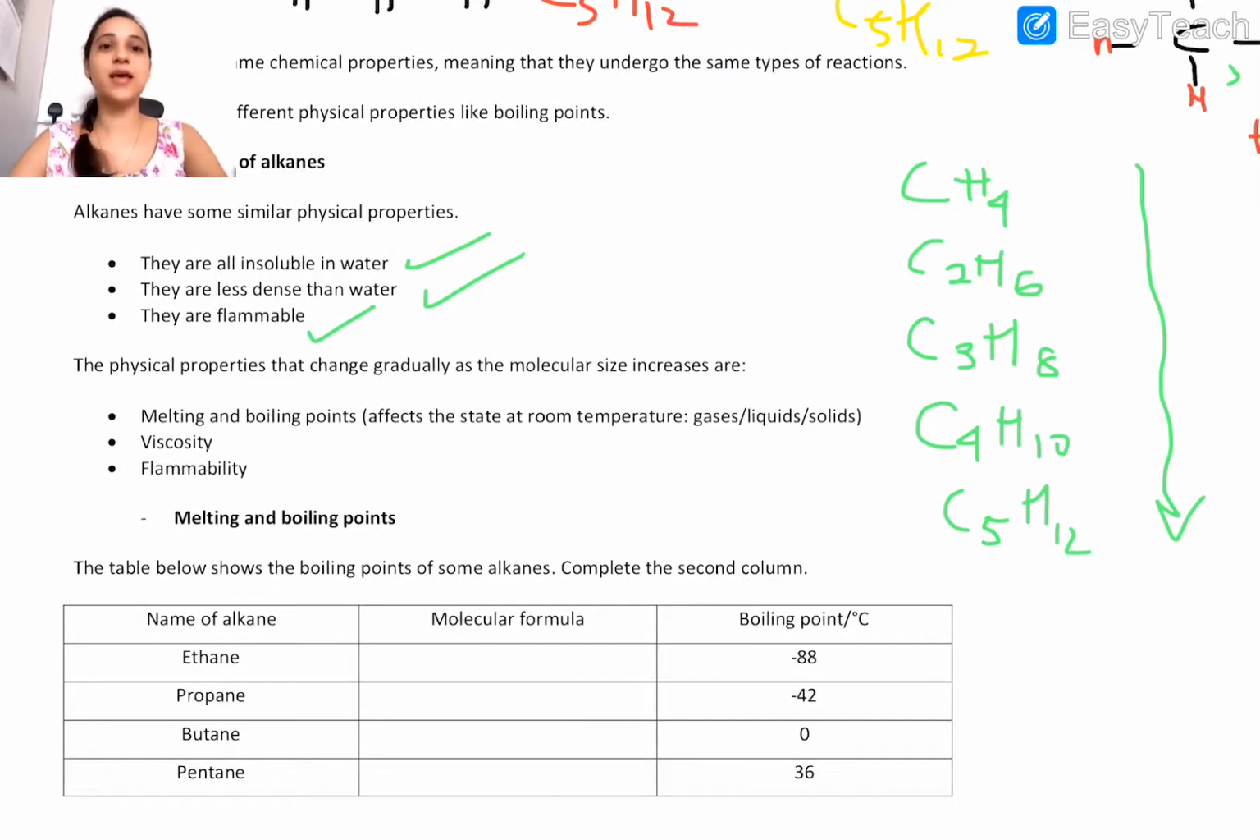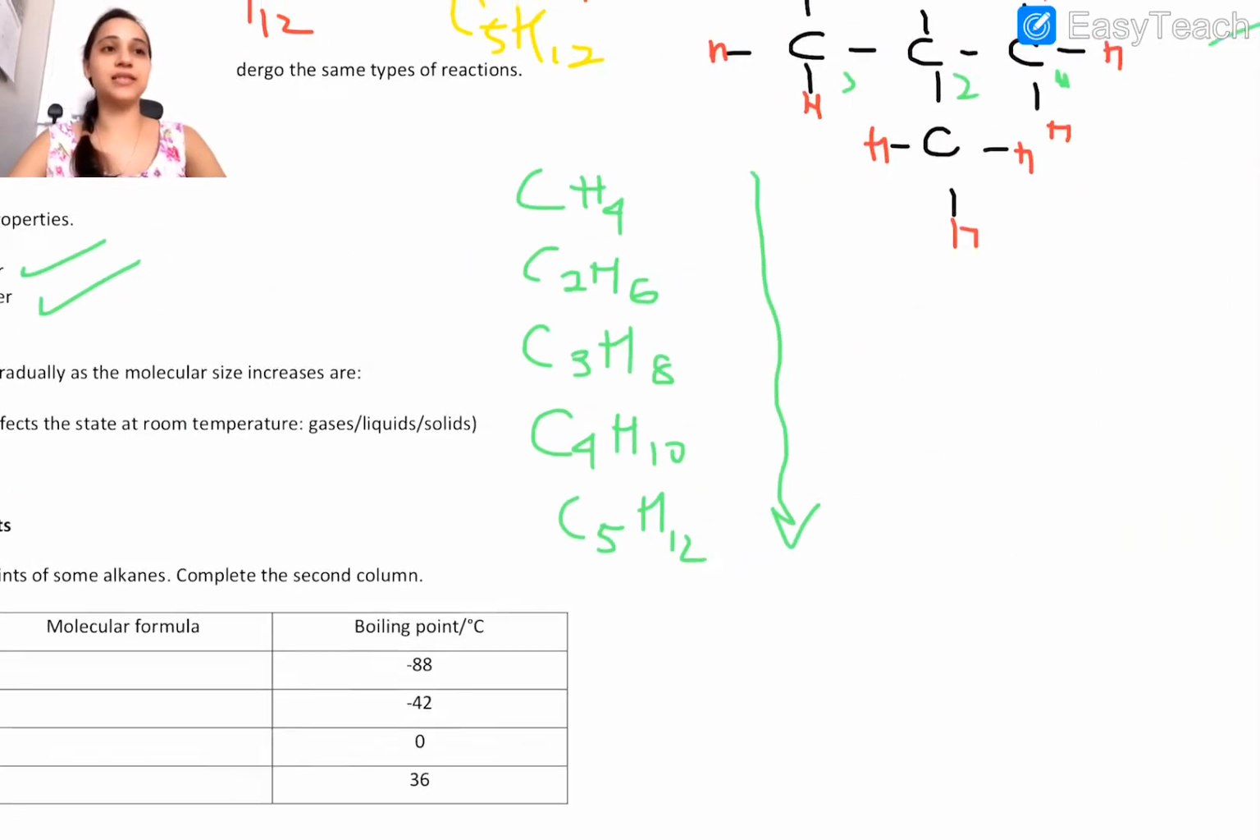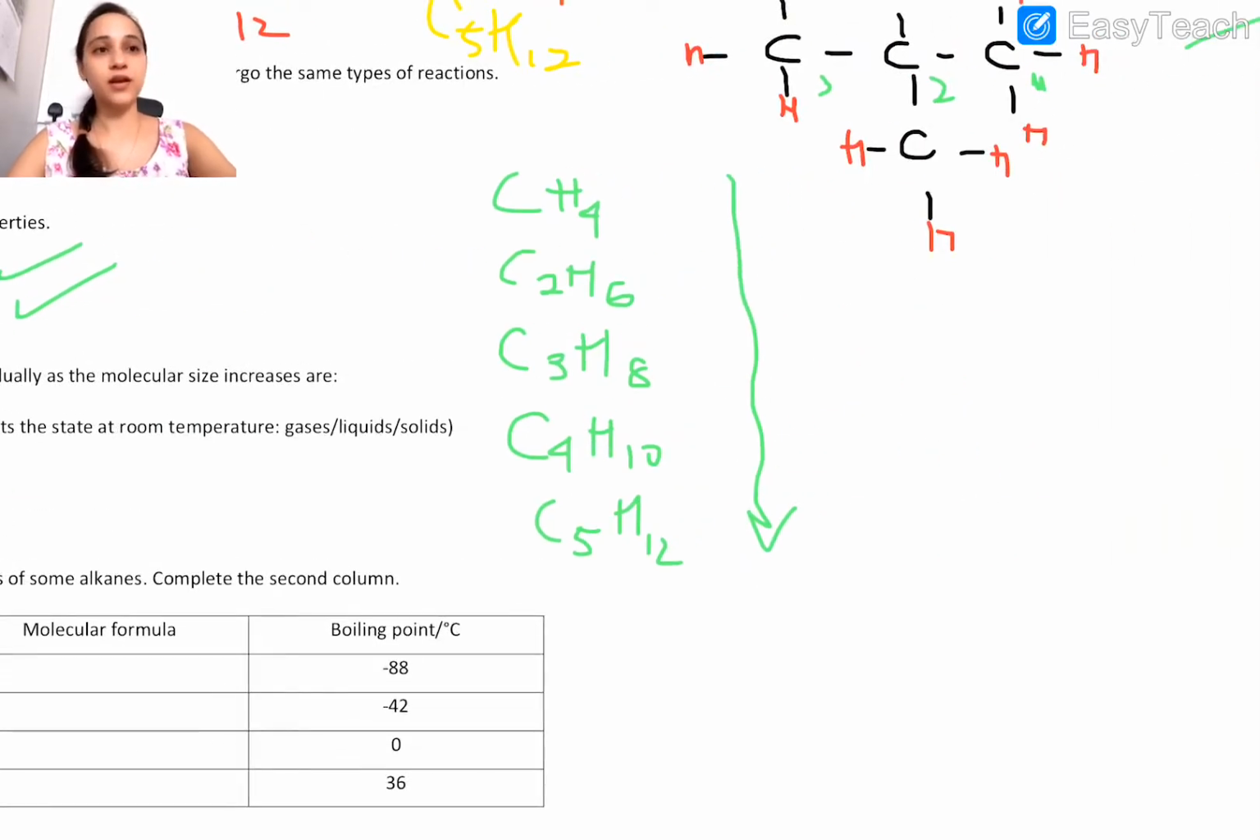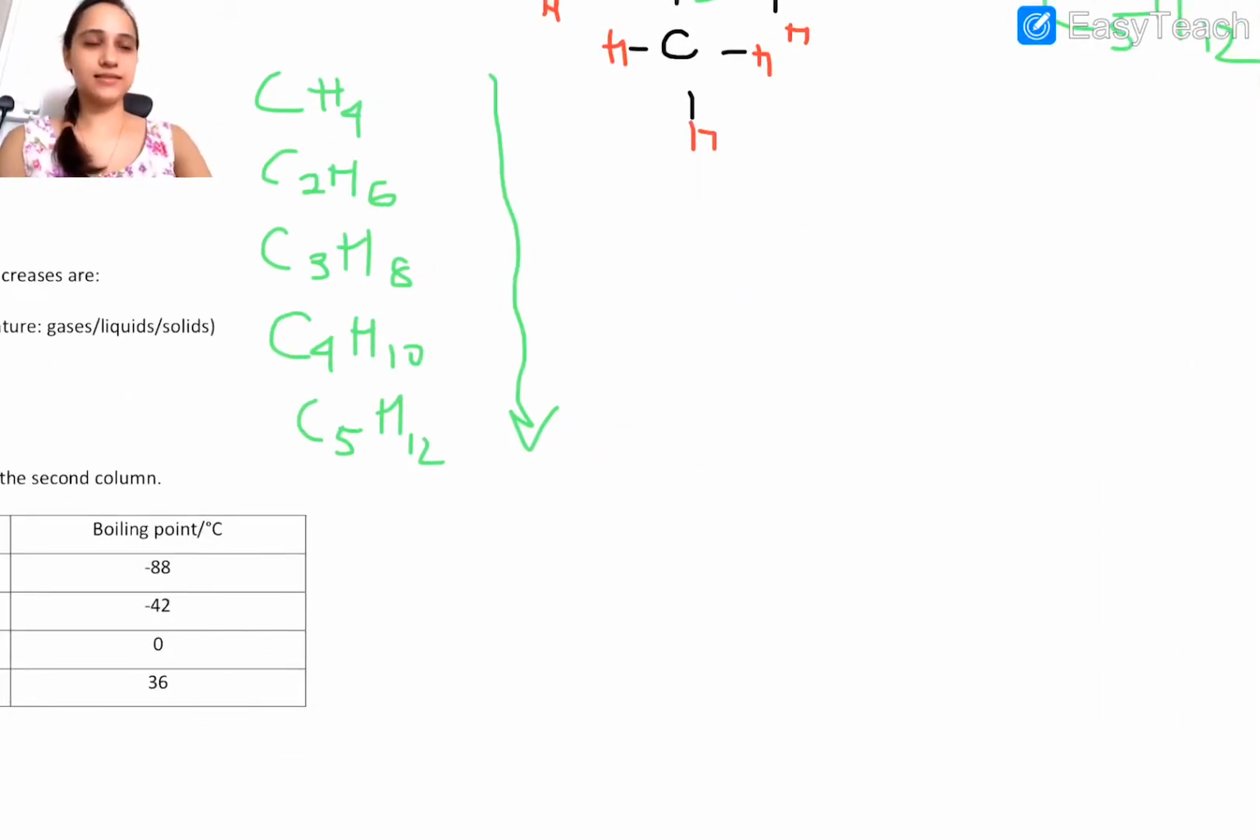So let's see melting point and boiling point, viscosity and flammability. Boiling point: as we increase the molecular size, the boiling point is going to increase. So actually what happens is that, let's say CH4, let's represent CH4, so that would be C2H5, let's say.